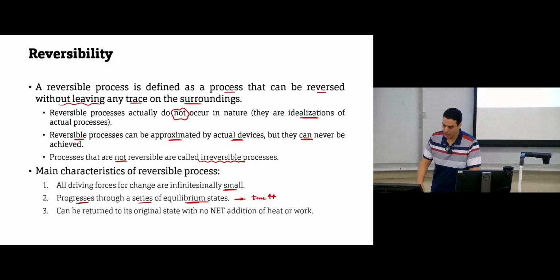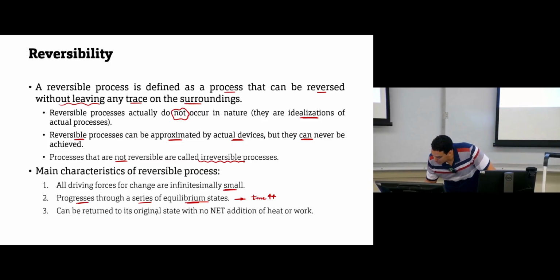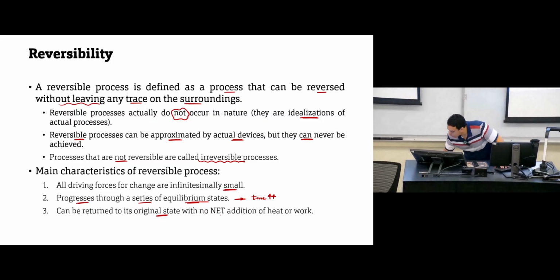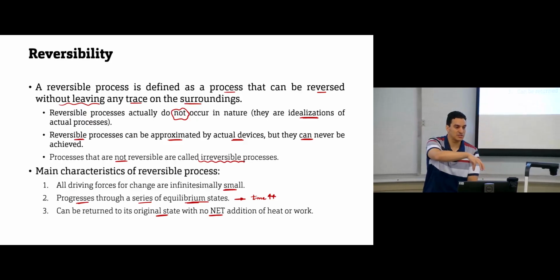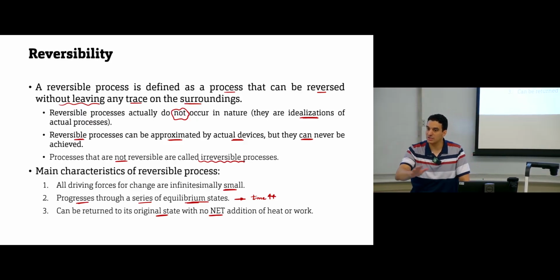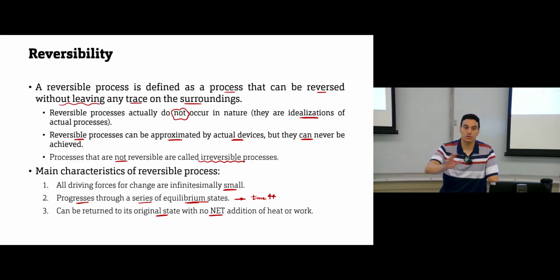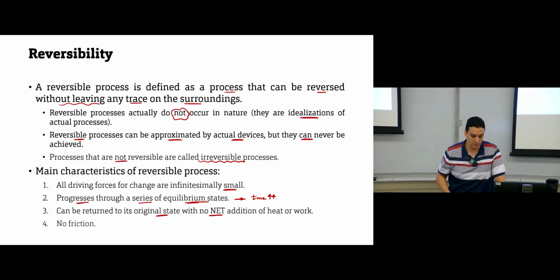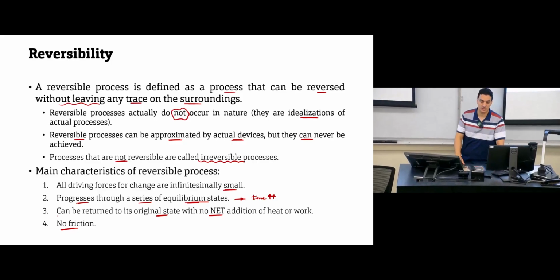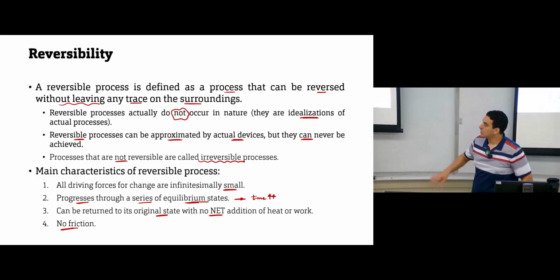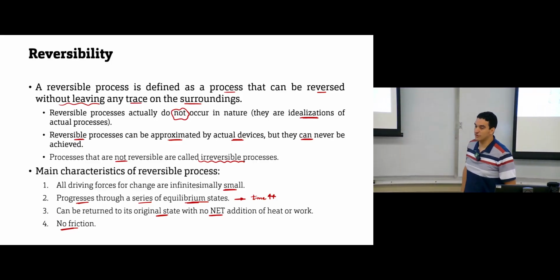And one thing we have, this can be returned to the original state with no net addition of heat and work. As we described, the system returned to the initial state, and the surrounding is not affected by this. There is no net heat added or removed or work added or removed between the system and surrounding. And also we have no friction happening. So this means we have no losses happening in this way. These are the main characteristics of a reversible process.